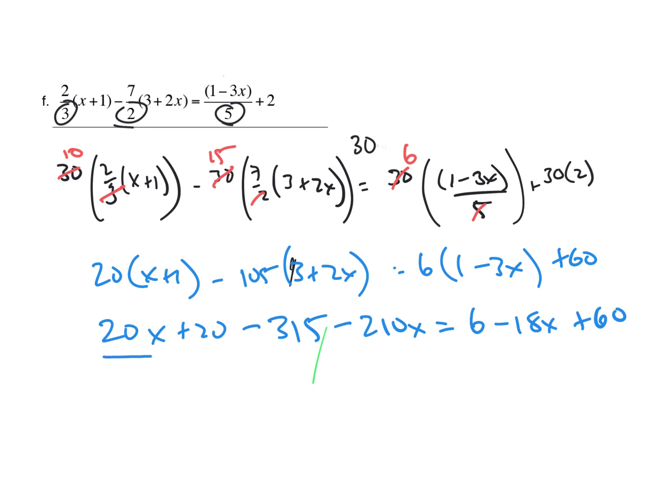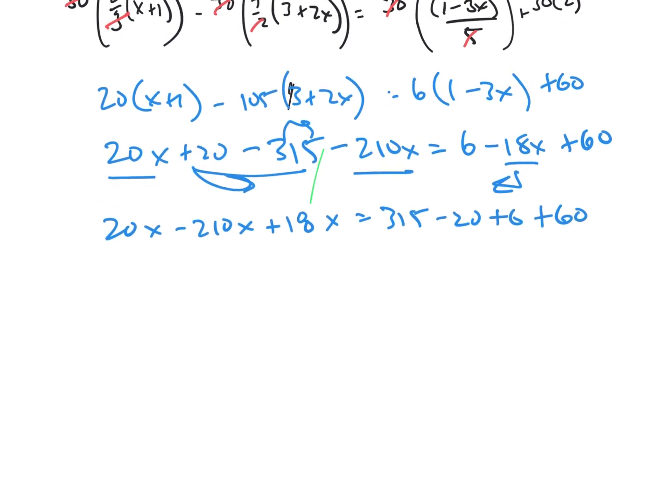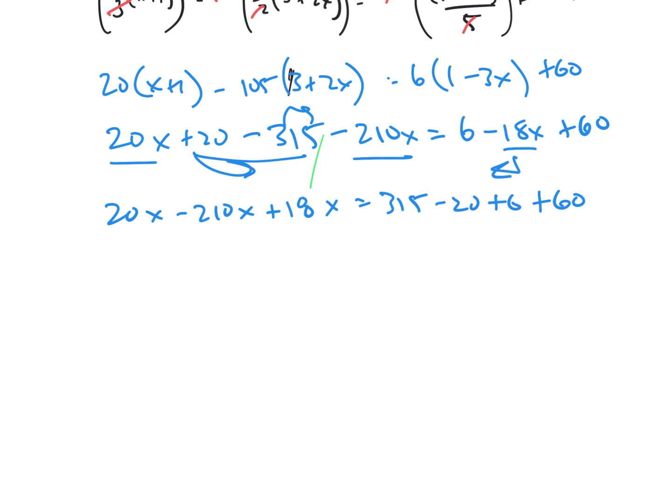I'm going to combine all my x's together. I have to bring this over, so it's going to be 20x minus 210x plus the 18x is going to equal 315 minus 20, since I subtract this one, and then I have a plus 6 and a plus 60. Combining these together, I'm going to pause and use my calculator to do that.